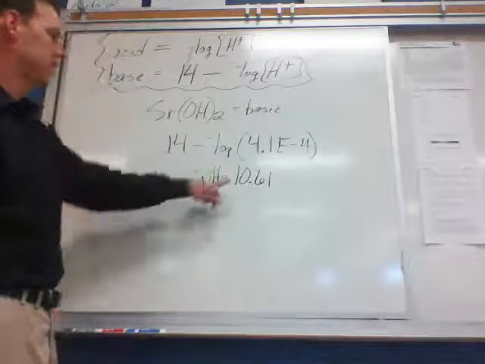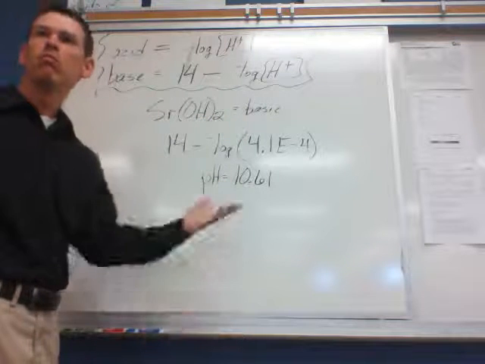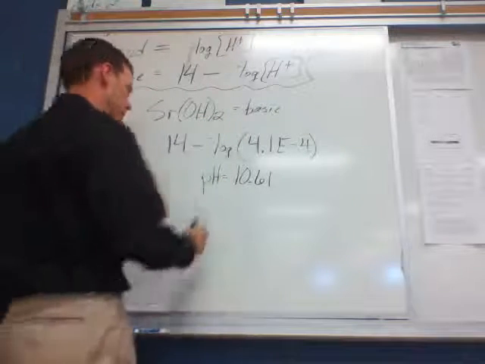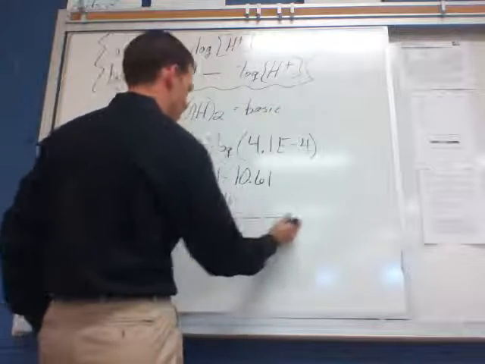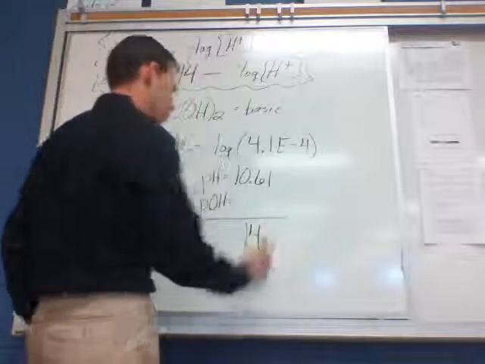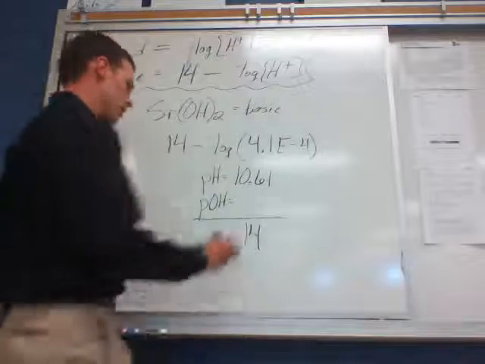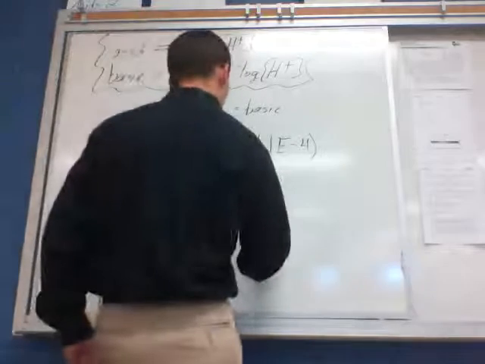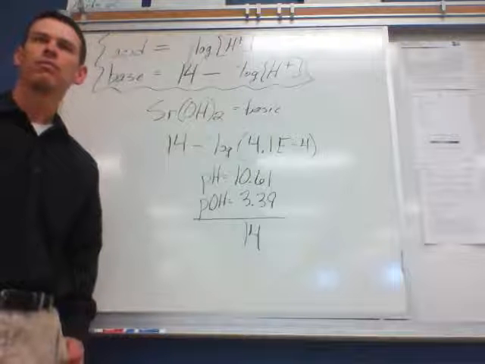All right, that makes sense. It's a basic solution. pH is above 7. That all lines up. The pOH would be the other value. That gets me to 14. 3.39, it looks like. Any questions on any of that stuff?